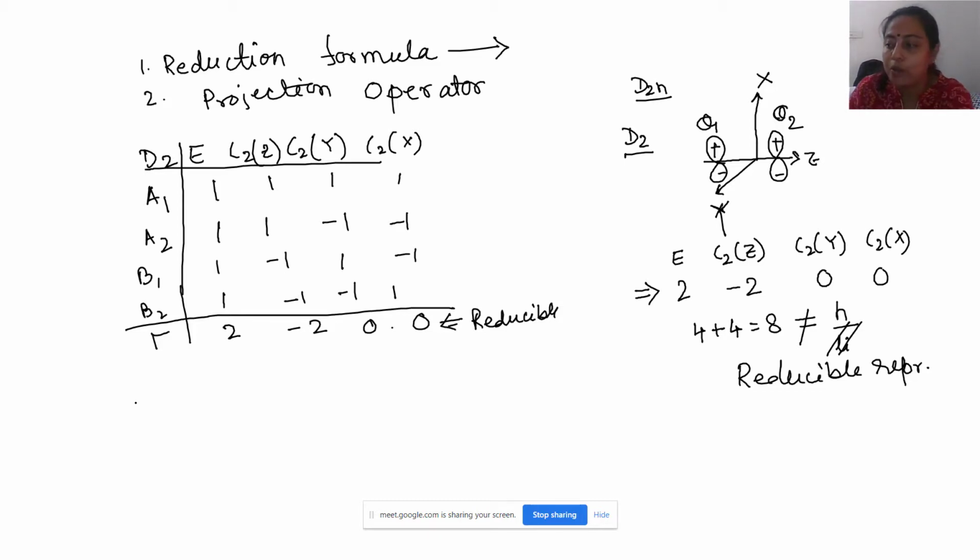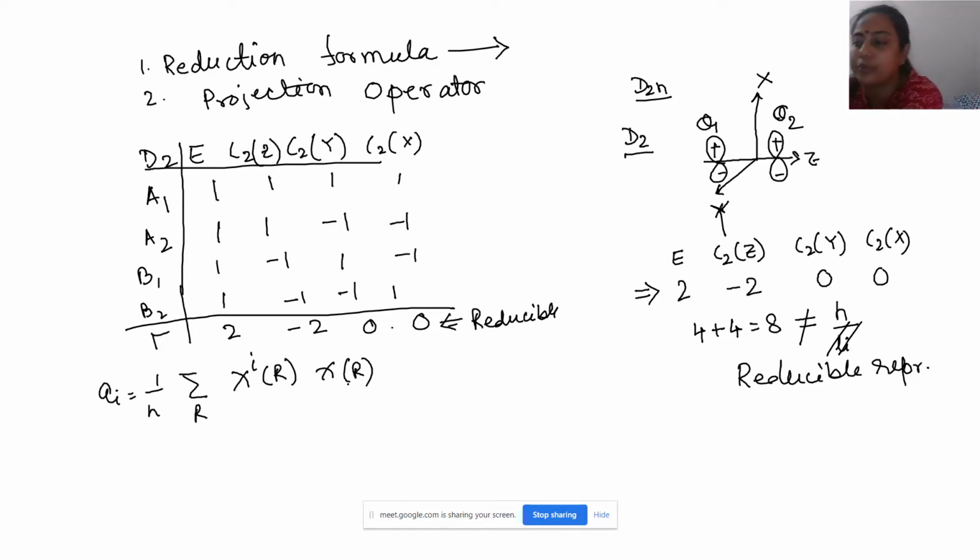To know that, we say a_i equals 1 by h, summation of chi_i(R) into chi(R), where chi(R) is the character of the reducible representation, chi_i(R) is the character of the irreducible representation, R is summation over all symmetry operations, h is the order of the group, and a_i, the value of the right hand side, will tell me how many times that particular irreducible representation will come into that reducible representation.